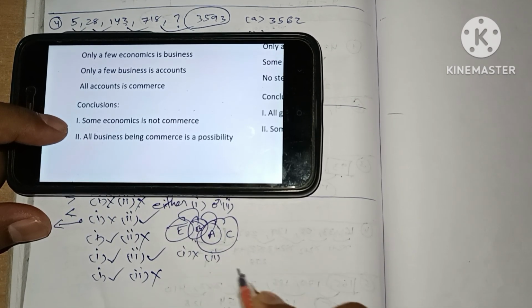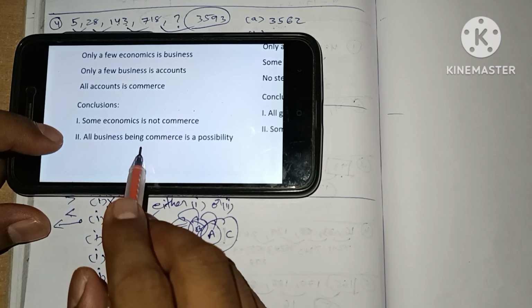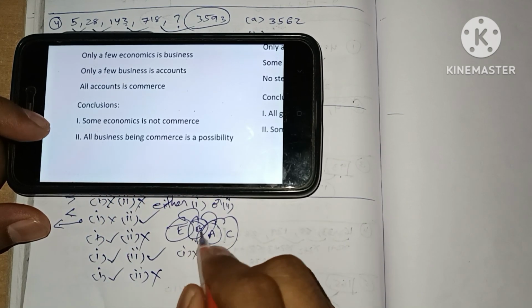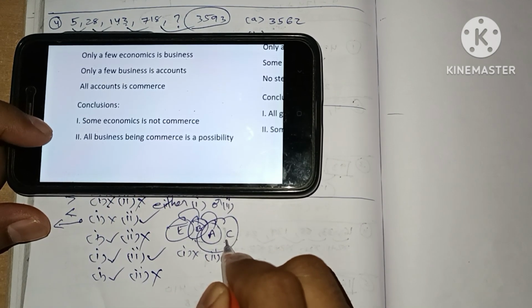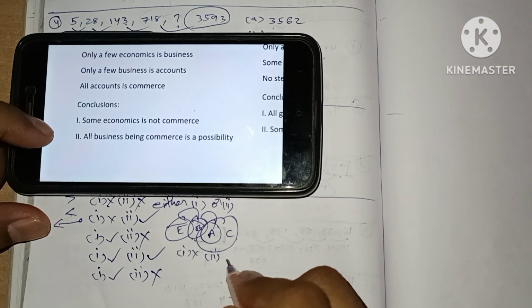Second conclusion: all business being commerce is a possibility. All business can be placed inside commerce. Is it possible? Yes, it is possible. So the second conclusion is true.